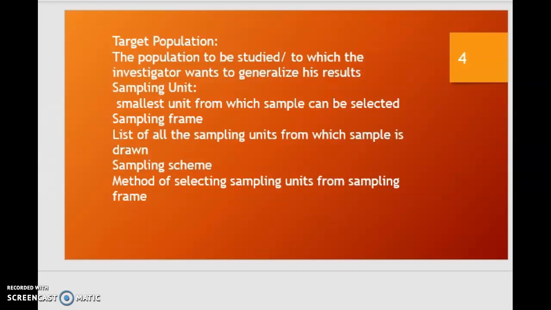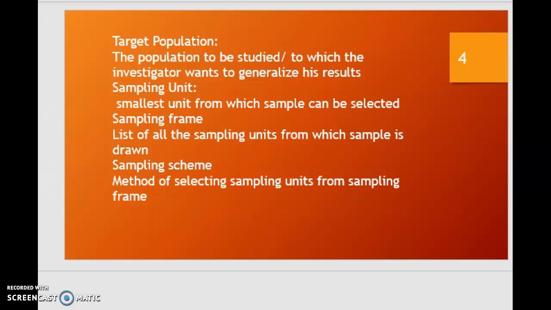In every study, we have what we call the target population. The target population is the population to be studied to which the investigator wants to generalize the results. That is the total number of people under consideration. The next thing is the sampling unit, which is the group from which the sample can be selected. The sampling unit is usually the smallest unit from which a sample can be selected.